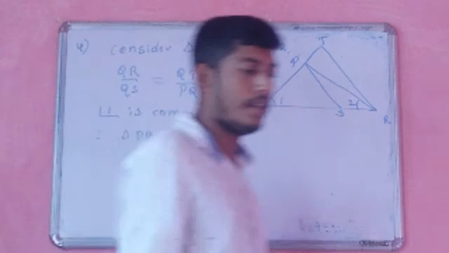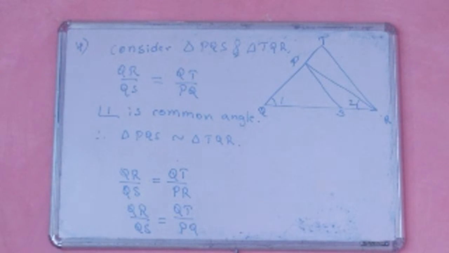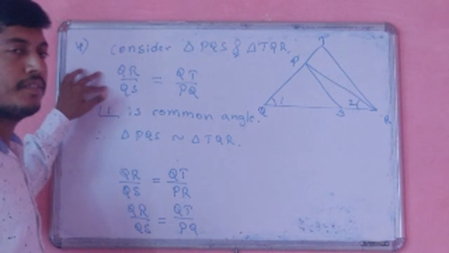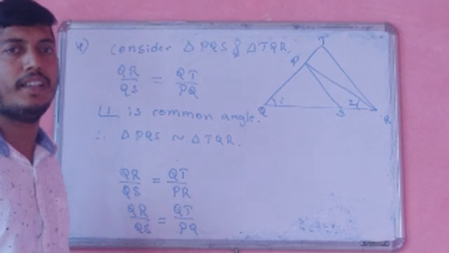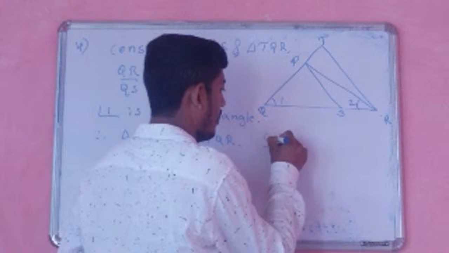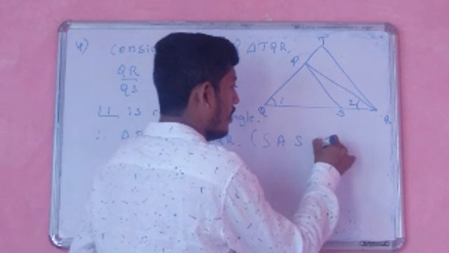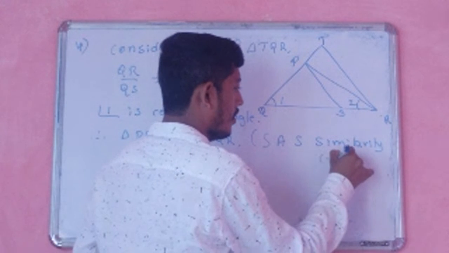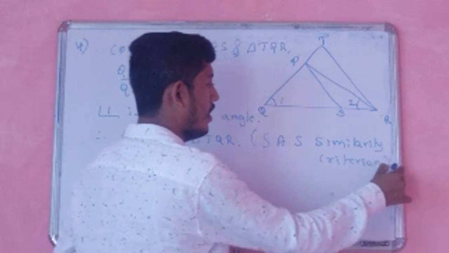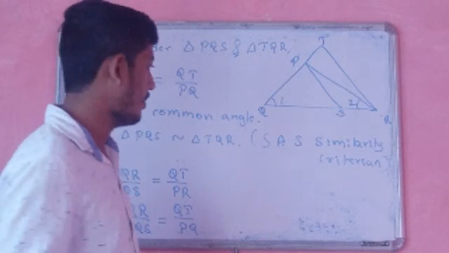Just tell me, what is the reason to take the two triangles as similar? So what are the reasons here? Your sides are in equal ratio and also the angle is equal. So therefore we can directly consider SAS similarity, right? Okay.